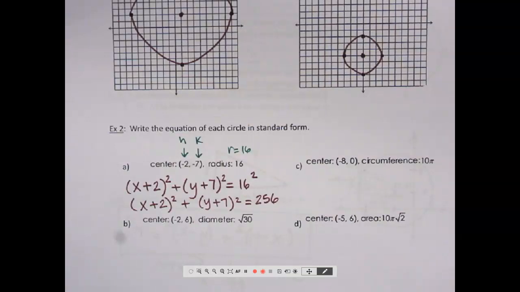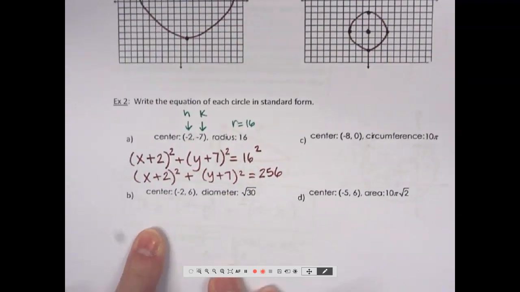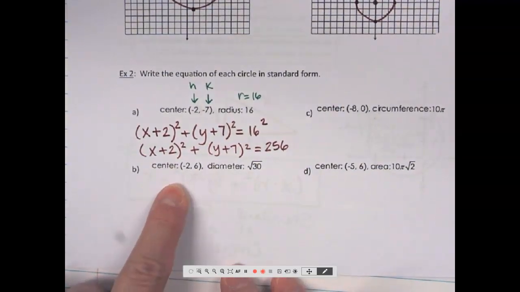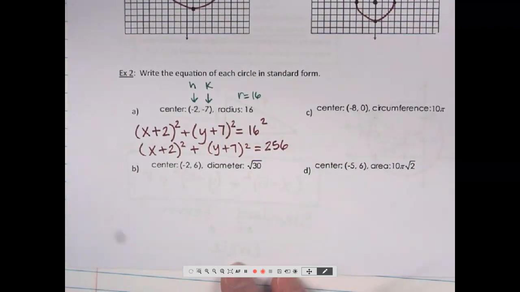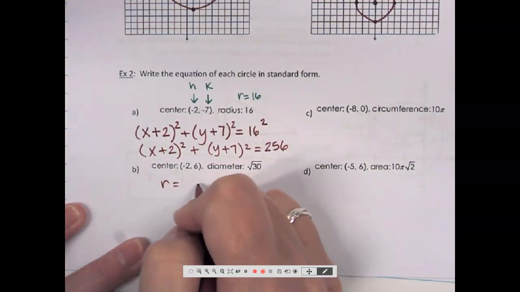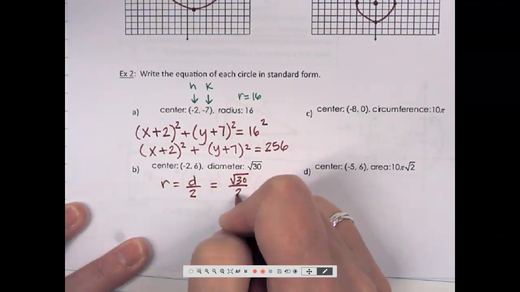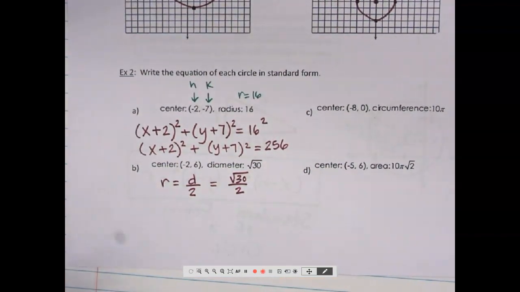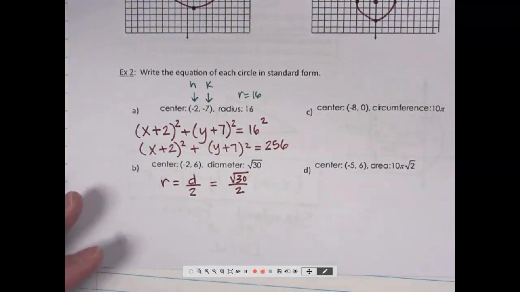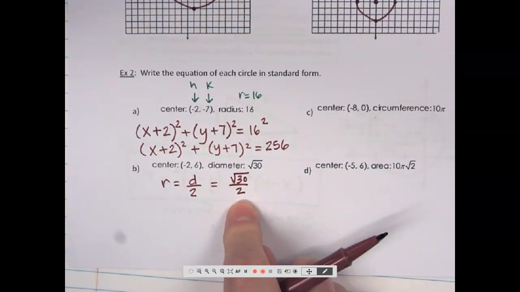All right, let's drop down to B, below this one. Okay, so I'm giving you H, I'm giving you K, I'm not giving you R. I'm giving you the diameter. So if you're given the diameter, how do you find the radius? Divide it by 2. Okay, so let's figure out what the radius is first. Diameter divided by 2, square root of 30 divided by 2. Can I simplify that? 30 is not a perfect square. 30 doesn't have a factor that's a perfect square. So I'm just going to leave it like that. It'll be easier to square if I leave it like that.